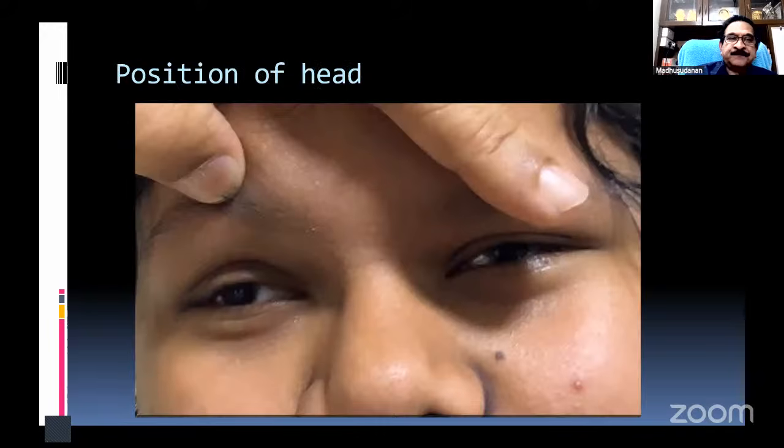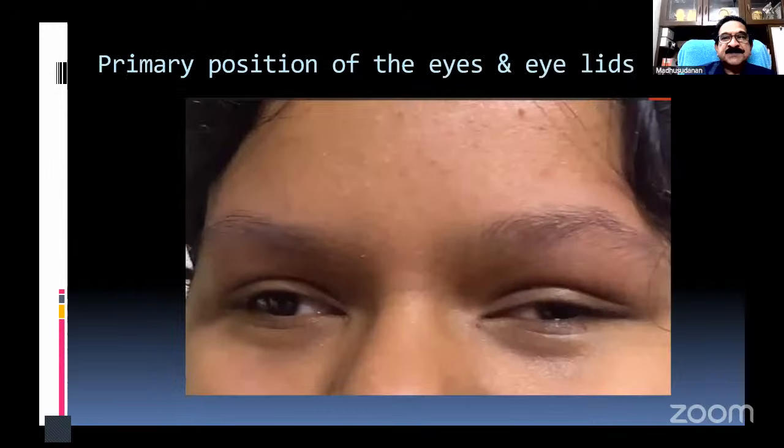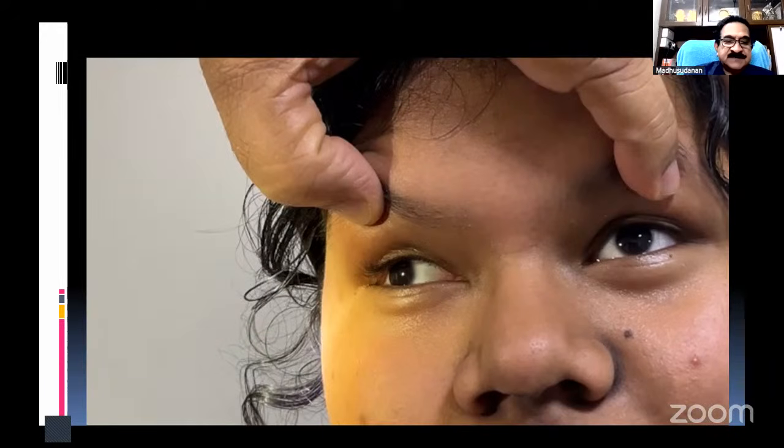the right side. Now, this is the position of the head of the patient, tilted to the right side. This is the position of the eyes and eyelids. The palpebral fissure is narrower on the left side and appears sunken into the orbit. Now, these are the ocular movements.